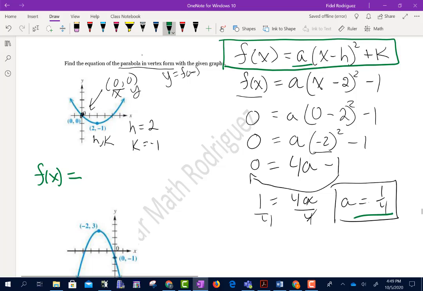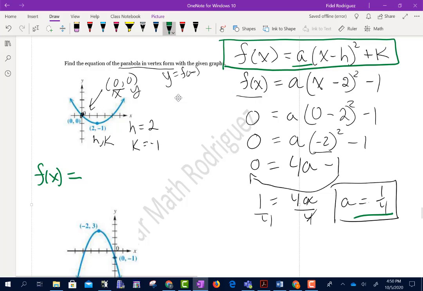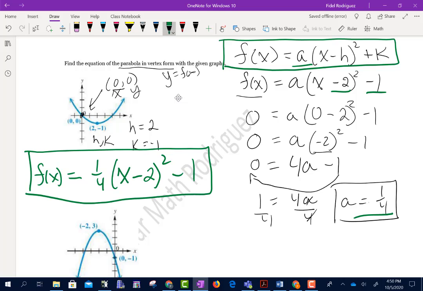Oops, come on, pen. There we go. 1/4 (x minus 2) squared minus 1. This is what we're looking for, okay?